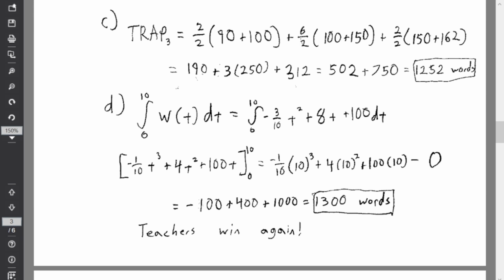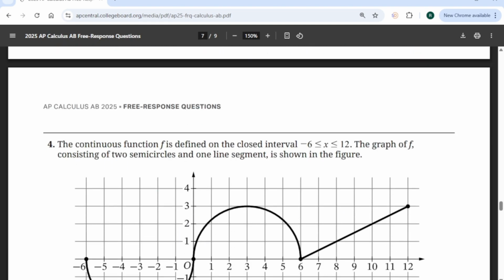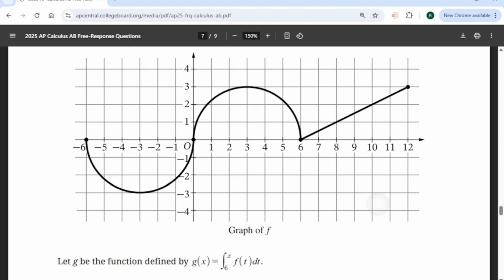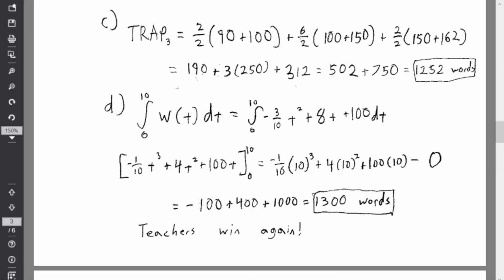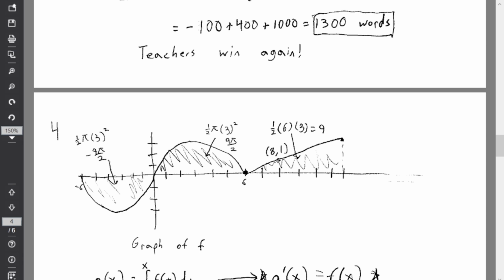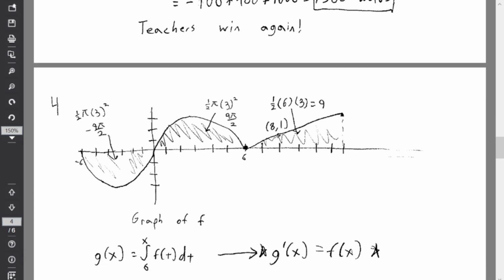Moving on to number 4. We are given this continuous function. This is the graph of f. And then it goes on to say that g is the integral of f. In any problem where it says that g is the integral of f, the first thing you should make note of, maybe at the top of your question, is that g prime is f.